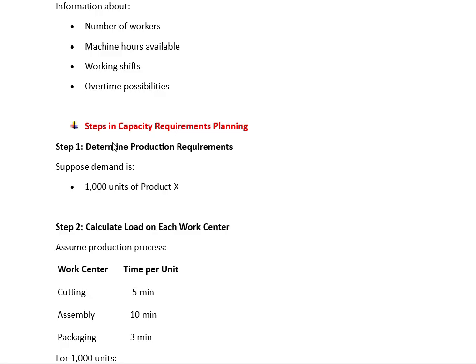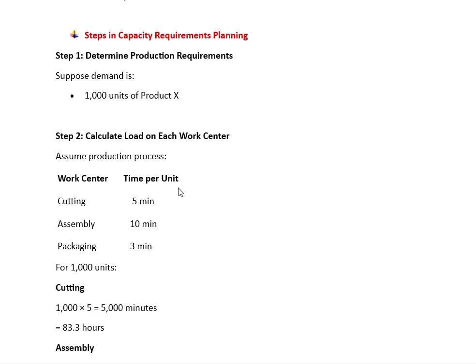Let's come to the steps in capacity requirements planning. Step 1 is determine production requirements. Suppose demand is 1000 units of product X. This is our demand. Step 2, calculate load on each work center. Assume the production process, work center and time per unit. For cutting, time per unit is 5 minutes. For assembly, time per unit is 10 minutes. For packaging, time per unit is 3 minutes.